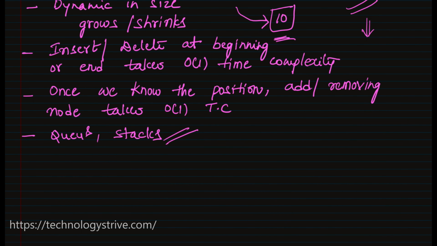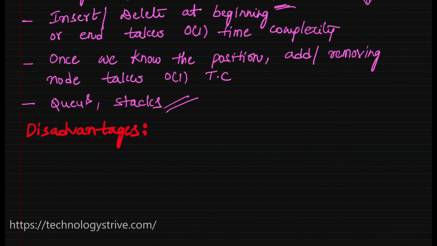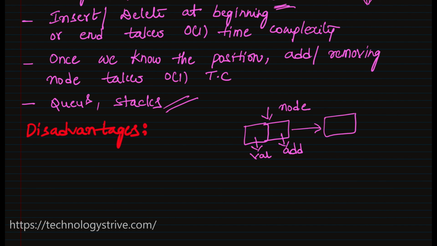Now let's see what the disadvantages are. If you notice, in a linked list each element is a node. It's not just a simple data type. So what are the things we are storing in a node? One is the value, and another is the address of the next node, right? So there is some extra space needed to store these links or next pointers.